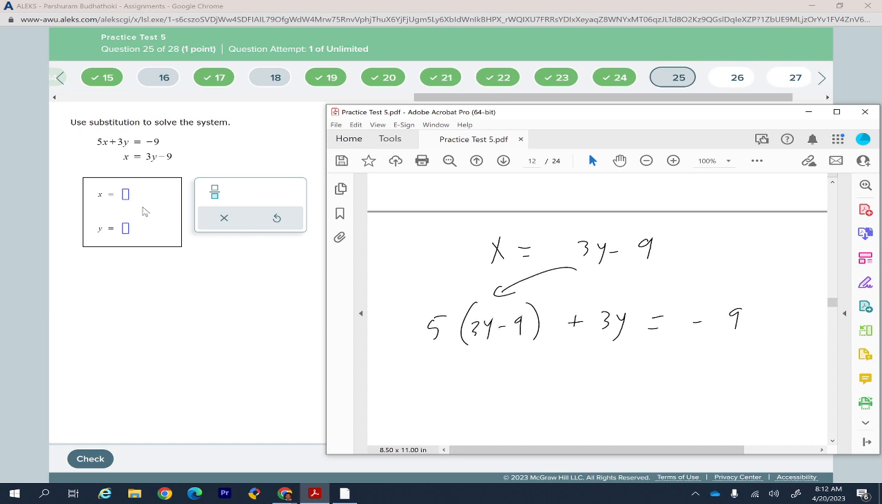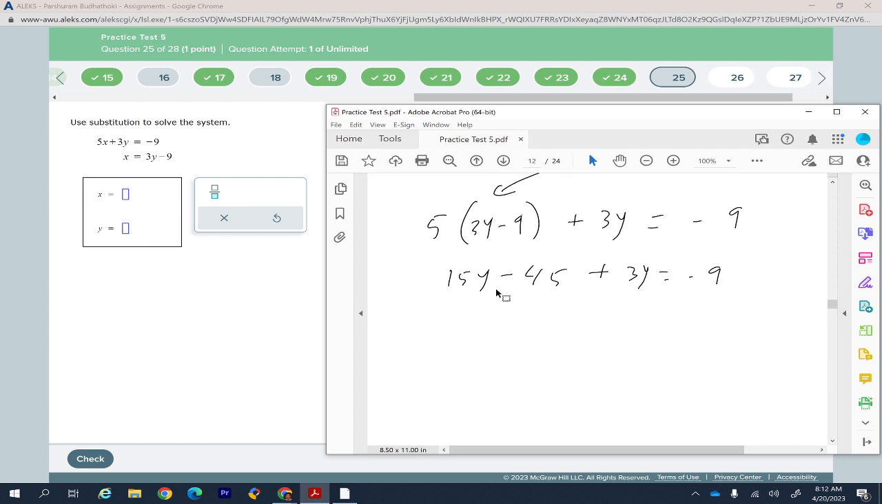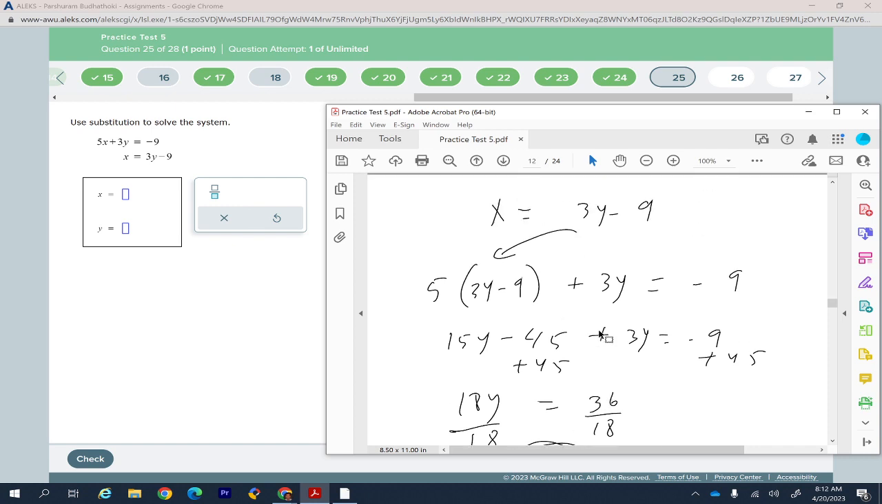That's called substitution here. And distribute 5, 15y minus 45, 5 times 3, 5 times 9, plus 3y equals negative 9. Now combine the like terms. 15 plus 3 is 18y, and bring this 45 to the other side. So that gives me plus 45 minus 9 is plus 36. And if you divide both sides by 18, y would be 2. That's the solution for the y.